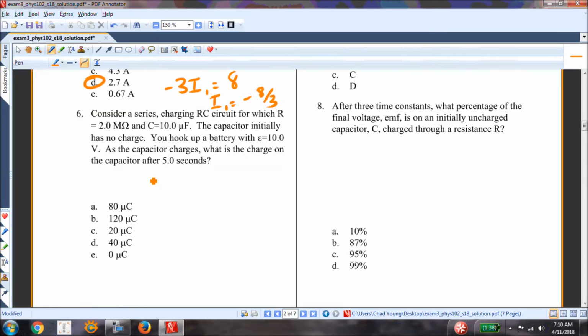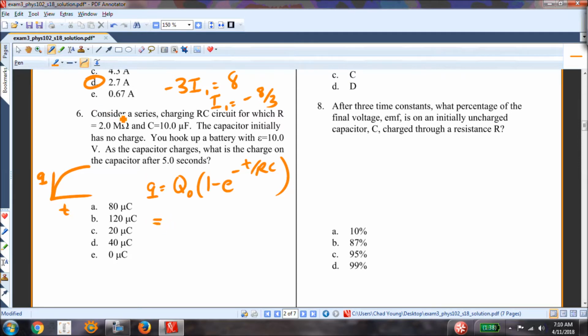Consider a series charging RC circuit for which R is 2 and C is 10. The capacitor initially has no charge, and then I hook up a battery. What is the charge after 5 seconds? So for a charging capacitor, Q is equal to Q naught, that's C times V, times 1 minus e to the minus t over RC. For a charging capacitor, the function looks like this. It's an exponential growth function, Q versus t.